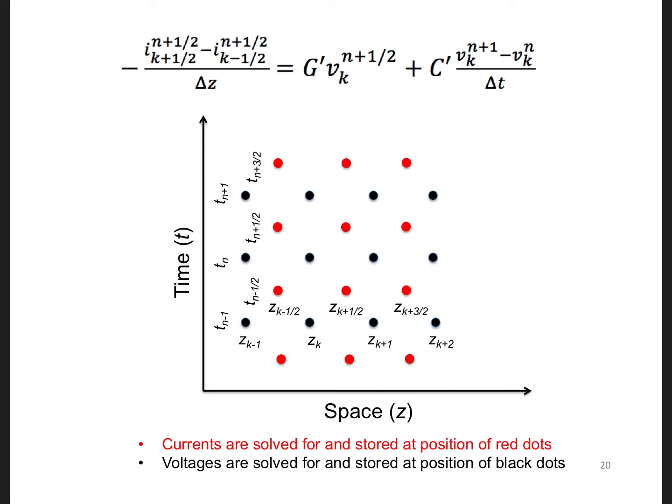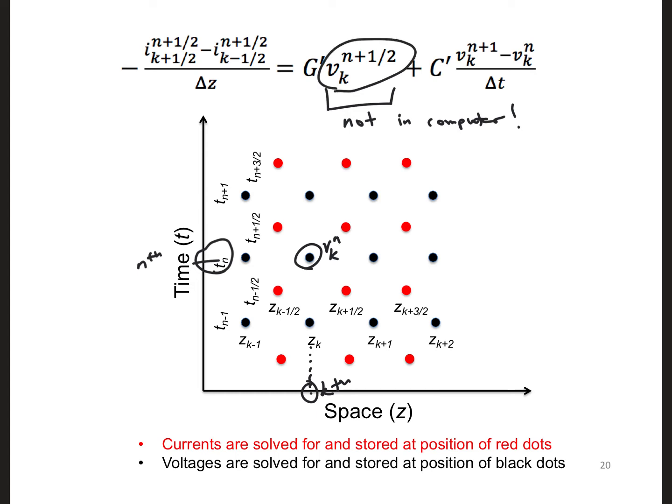Well, it turns out there's a problem with this term on the right side. This calls in a voltage that is not stored in the computer. If this moment here corresponds to the nth time step, and here is where the kth position in time is, then right here is where V_k^n is. And we're looking for V_k^(n+1/2).